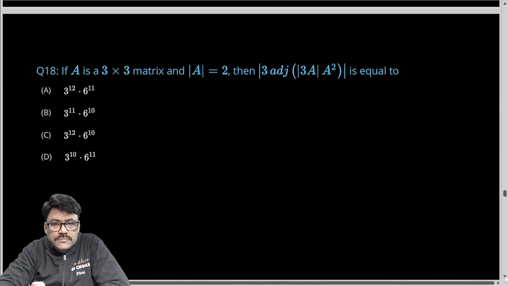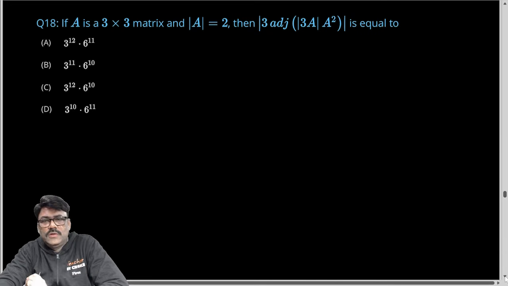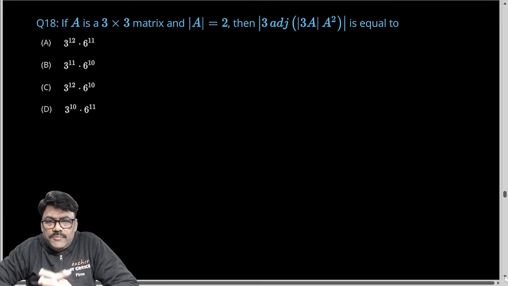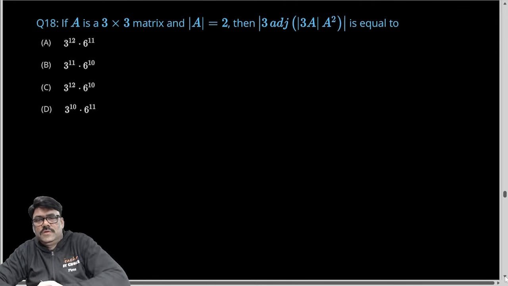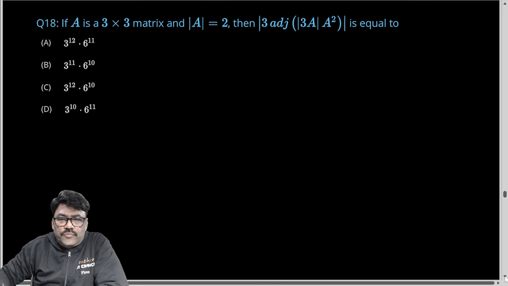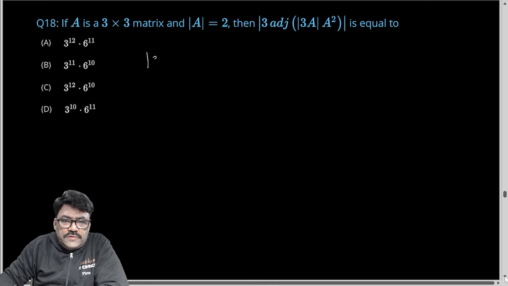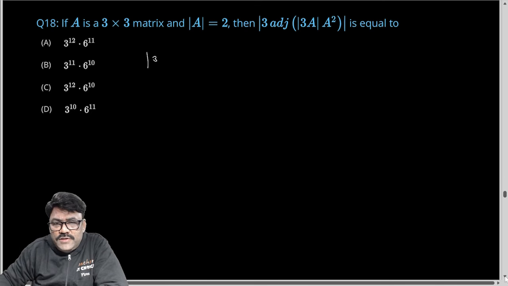See this question, from matrices. Determinant of A is 2. You have to find the determinant of 3 times adjoint 3A into A square. So let's write it as 3 times. First, I can take these 3 outside.